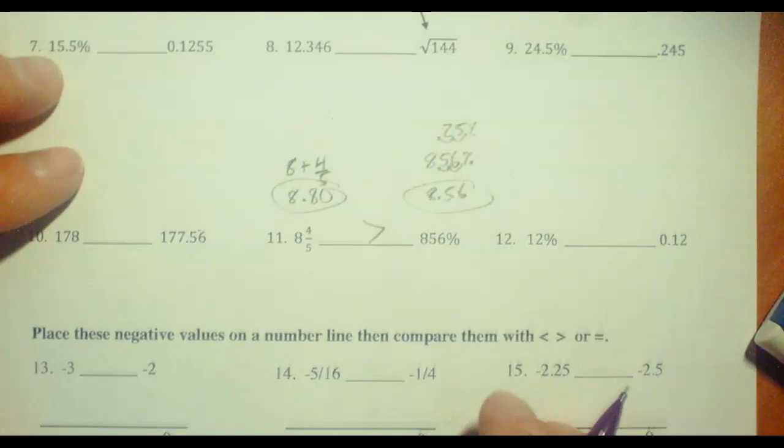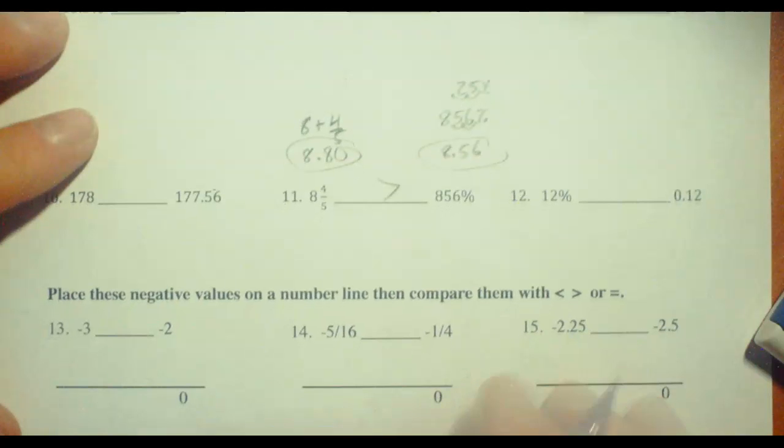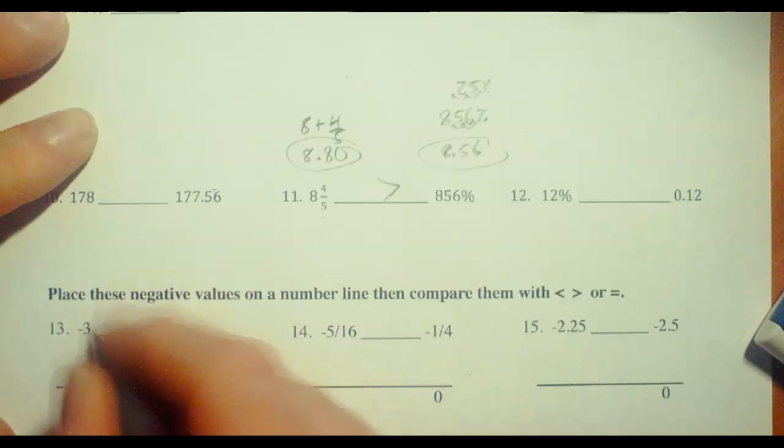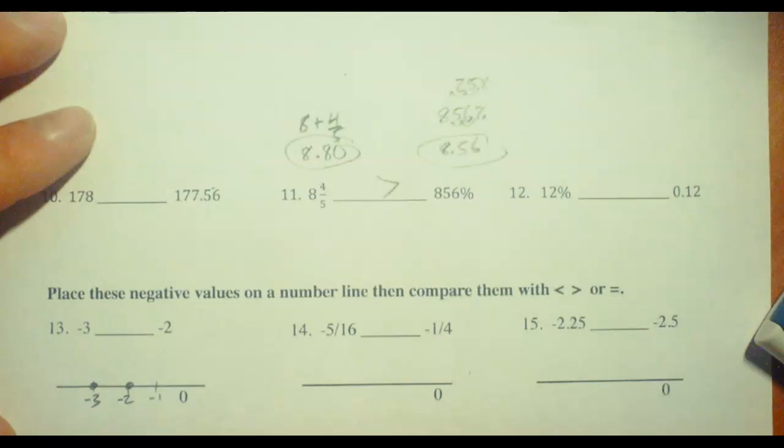All right, last one down here. Put these values on the number line, then compare them. All right, so let's just do this. Make a little number line here. This would be -1, -2, -3. So let's put these on. Here's -3, and here's -2. I know we're working in the world of negative numbers, but we're just dabbling. Which one of these is greater?